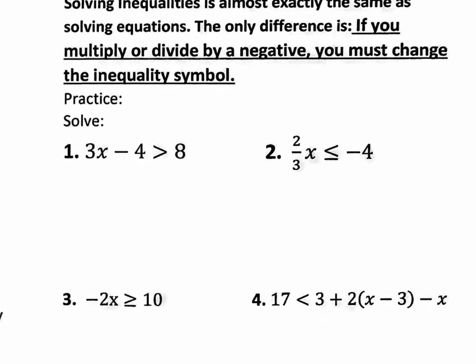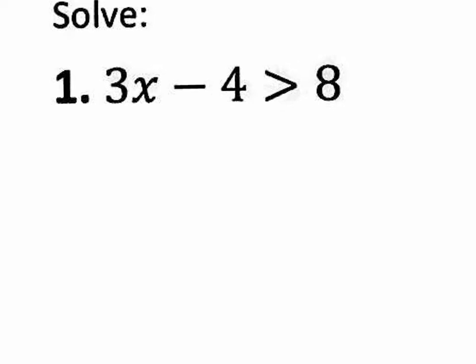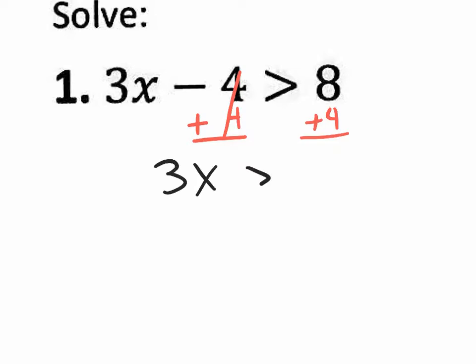Let's pretend it's an equation, and let's solve it. You want to get x by itself, so you get rid of that minus 4 by doing the opposite, plus 4. Add 4 to both sides. We're going to rewrite this. It's going to be 3x greater than 12. Now for my final step, what do we do? Divide by 3, divide by 3, and I will have x.